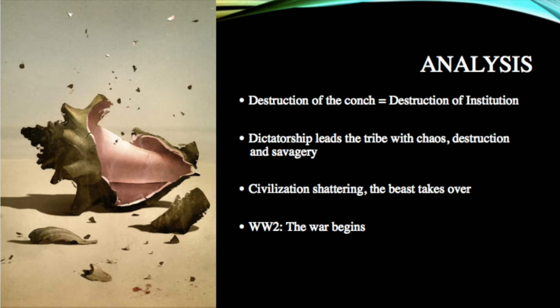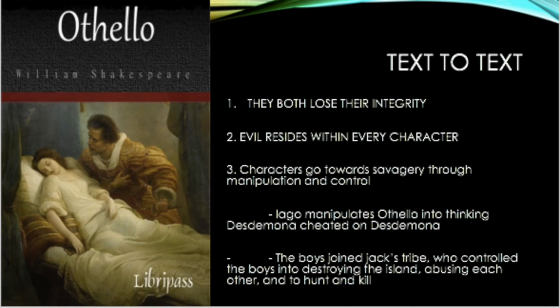Text-to-text connection to Othello. Similar to Othello, they both sort of lose their integrity. In Lord of the Flies, the boys go from civilized schoolchildren to savage hunters. Othello goes from a trusted, noble, honest military general to a trustless murderer. The connection is that evil resides within every character. The beast is in everyone, despite their innocence or status in society. For example, Othello, a once trusted man, can also have an evil side, especially if he's manipulated. And there goes my second point.